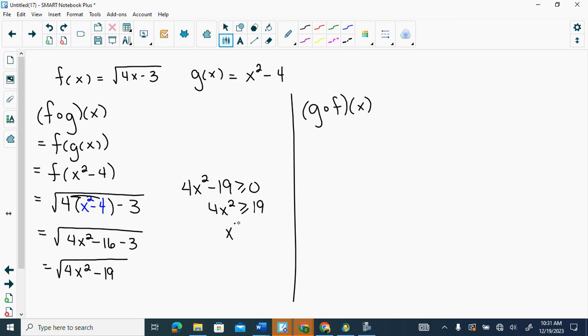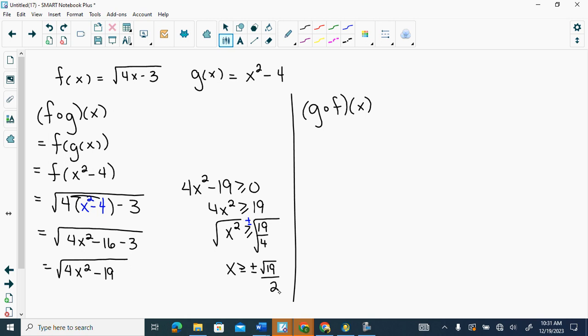X squared is greater than or equal to 19 over 4. When I take the square root, what do I have to remember to do? Plus minus. So I get x is greater than or equal to positive or negative square root 19 over 2. But you have to watch yourself, because the inequality sign doesn't work the same with a squared.